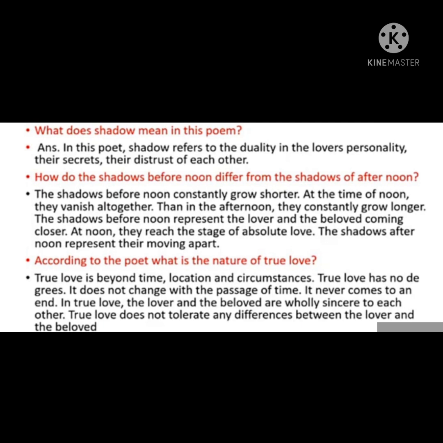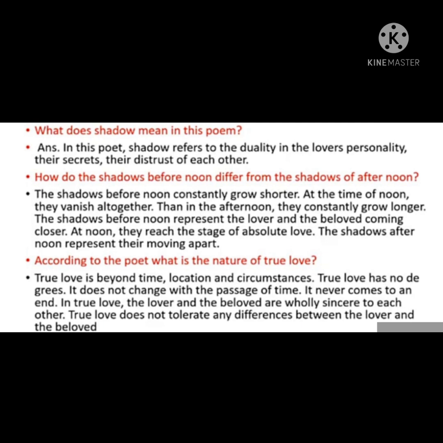Students, today let's start the question answer of the given poem, A Lecture Upon the Shadow by John Donne. In this poem, the very first question, what does shadow mean in this poem? As you know, shadow represents the different conflicts, the different disguises between the poet and his beloved. So the answer is: in this poem, shadow refers to the duality in the lover's personality, their secrets, their distrust of each other.